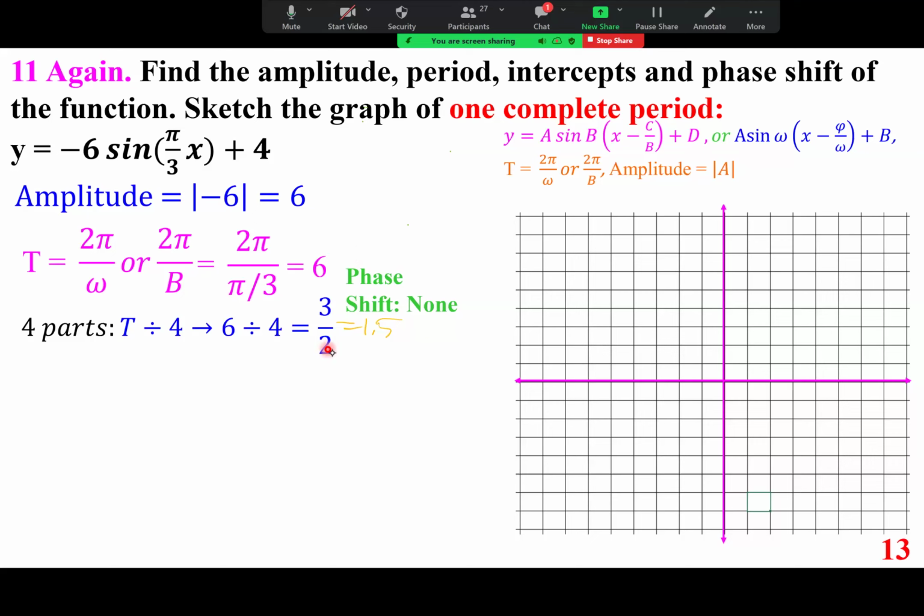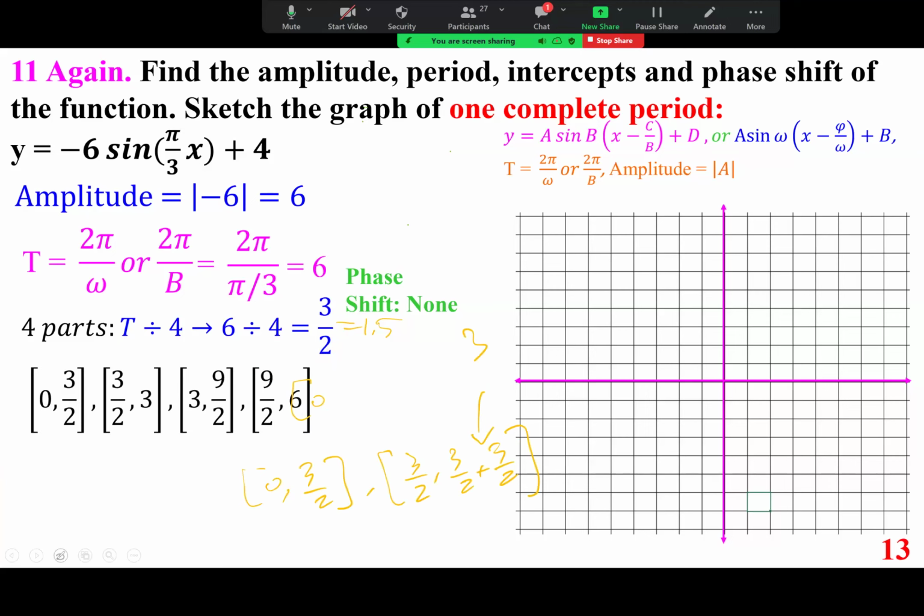The first one is 0 to 3 halves. The second one is 3 halves. So just to give you an idea how we get that, the first one is 0 to 3 halves. The second one is what? 3 halves to 3 halves plus 3 halves, right? Which makes it 3. The next one, this is 3. From 3 add 3 halves to 3, which makes it 9 halves. And this is what we get when we do it. Okay, very straightforward. Those are the subintervals.